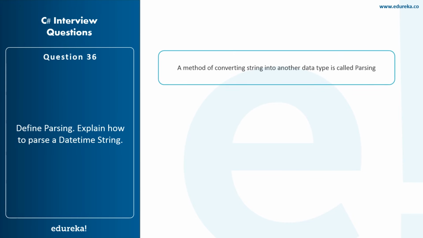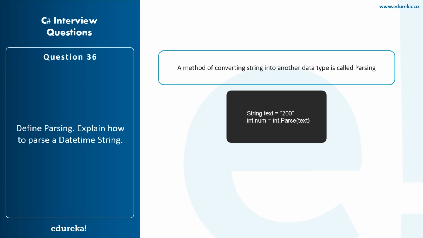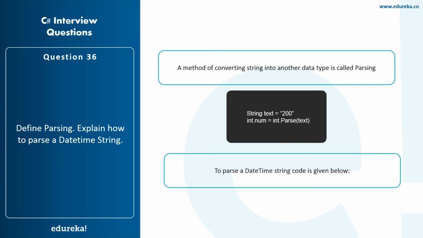I'll move on to the next question, which says define parsing and explain how to parse a datetime string. Parsing is a method of converting a string into another data type. I have given a small example here. Let's say I am initializing the integer 200 to this variable called string text. To parse this, the code I write is int num = int.Parse(text). In the above example, 200 is an integer, so the Parse method is converting the string 200 into its own base type, that is integer.